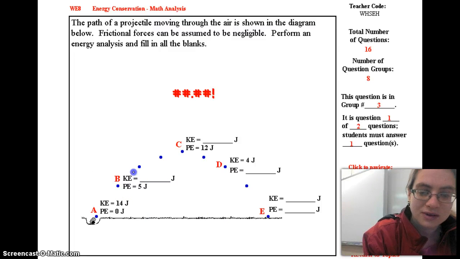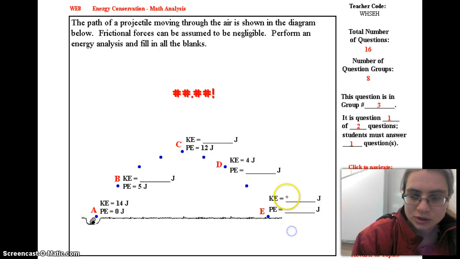So the total amount of energy in this situation on this side is going to be equal to the total amount of energy in the situation on this side. Likewise, B and D will be similar, but not exactly the same. So you can use your knowledge of projectile motion to help you solve that problem.